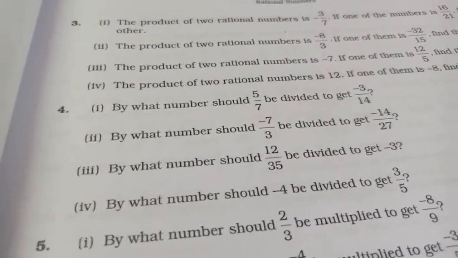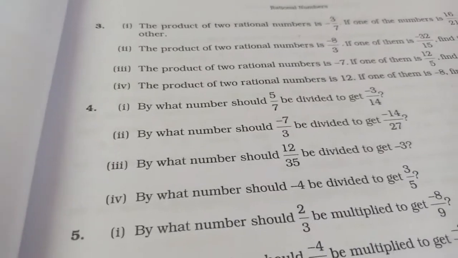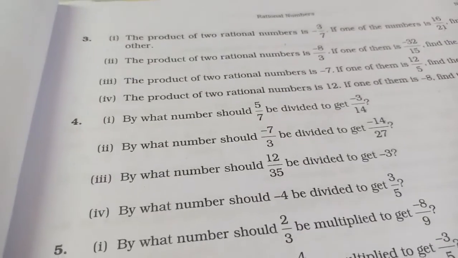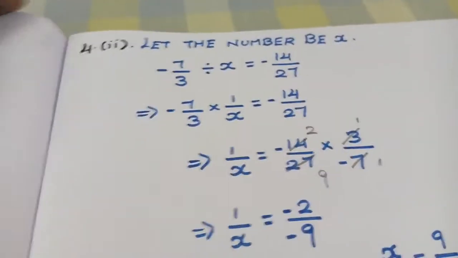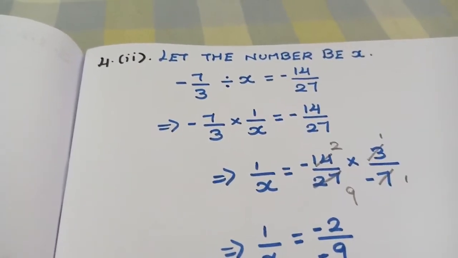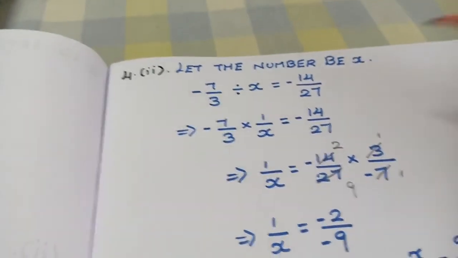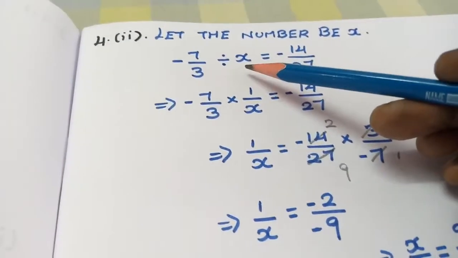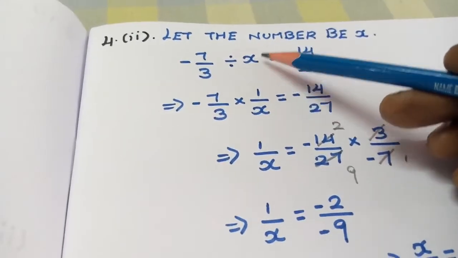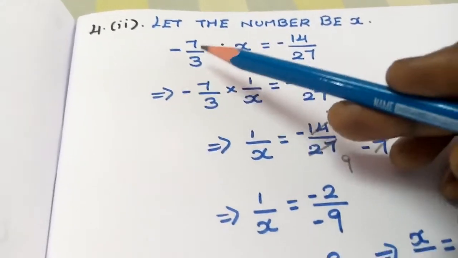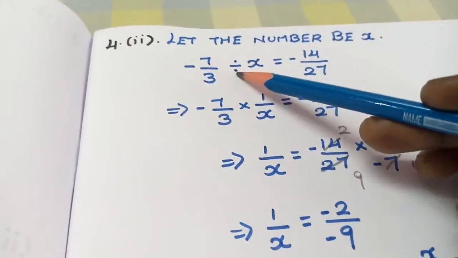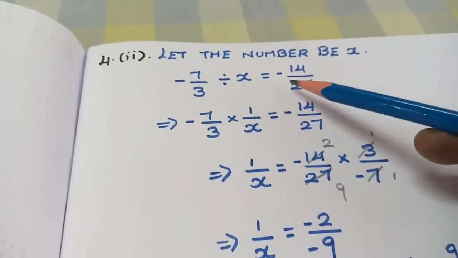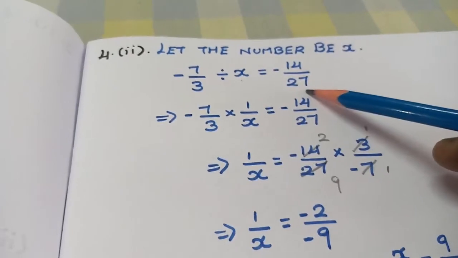By what number should minus 7 by 3 be divided to get minus 14 by 27? So what number should I divide by? While you are dividing, you have to be very careful, students. So I will explain one sum. Here, let the number be x. Minus 7 by 3, what if I divide? That is why I am writing the division in this place. If you write it in the front, your answer will be wrong. So minus 7 by 3 divided by x, I will get the answer as minus 14 by 27. That is the thing they are telling you.